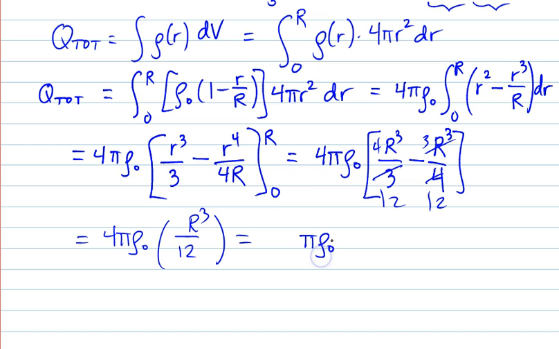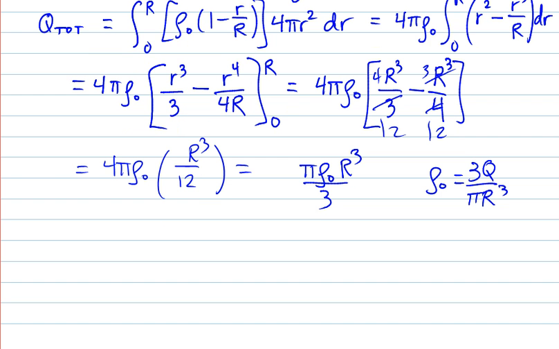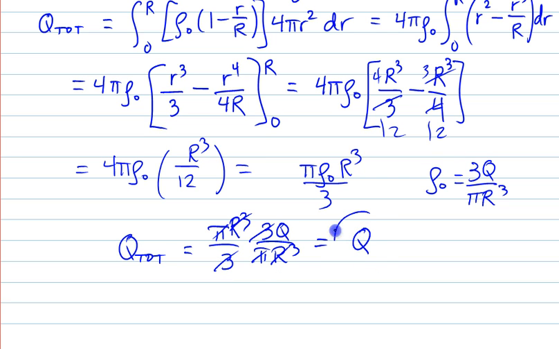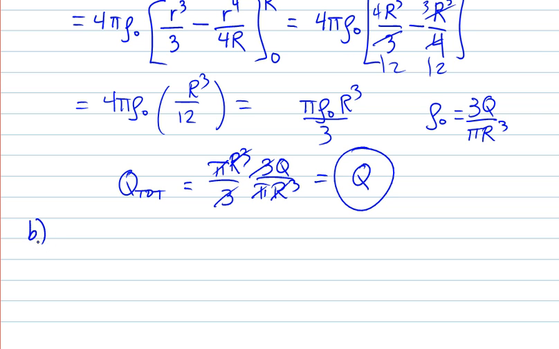which is going to give us pi rho naught R cubed over 3. But now we get to plug in the fact that rho naught is 3Q over pi R cubed, and so magically this is going to give us that the total amount of charge enclosed, substituting for rho naught 3Q over pi R cubed, everything's going to cancel except for Q. So we did it.